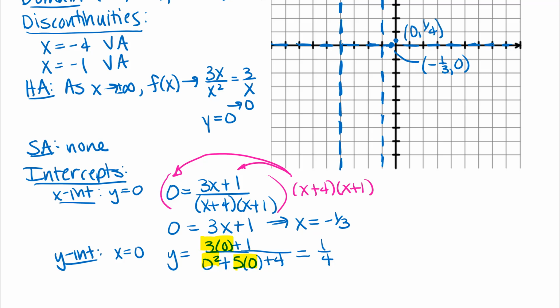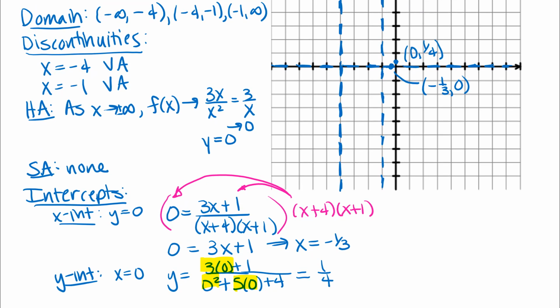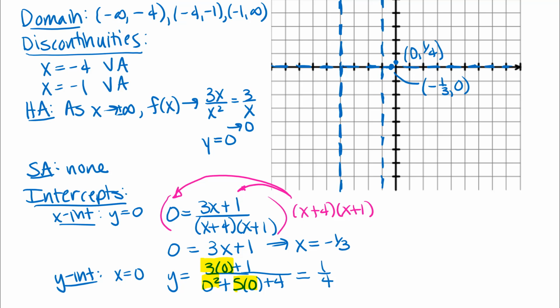All right, so those are the things that I would like you to be able to find by hand: the domain, the discontinuities, asymptotes, holes, if there are any, and intercepts, x and y intercept. And then from there, I would use the graphing utility to help you get some more points. You want to get some points in each region, so the points that I have plotted here from my work are all in the region that is to the right of x equals negative 1.